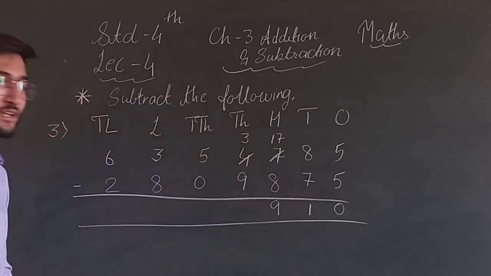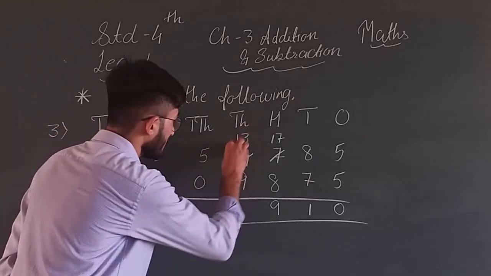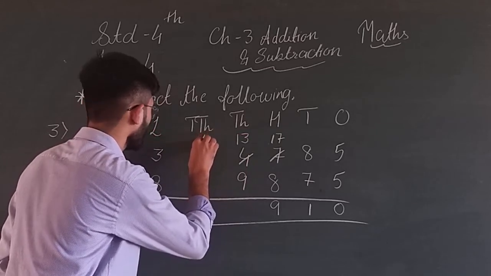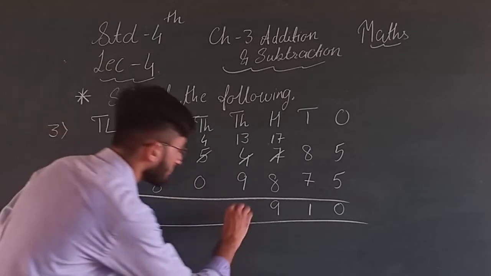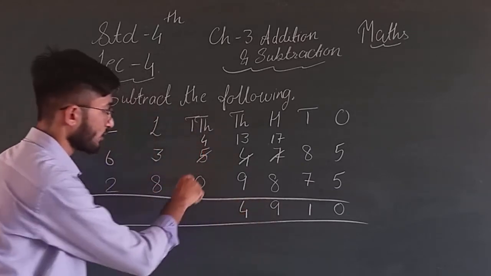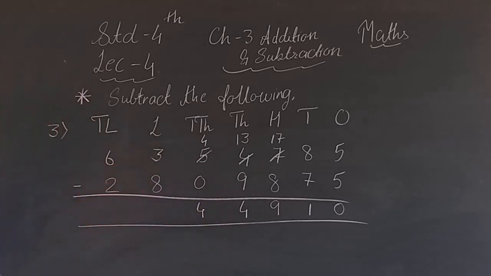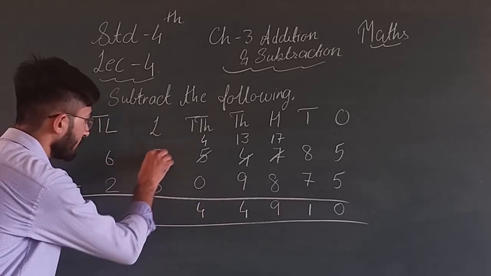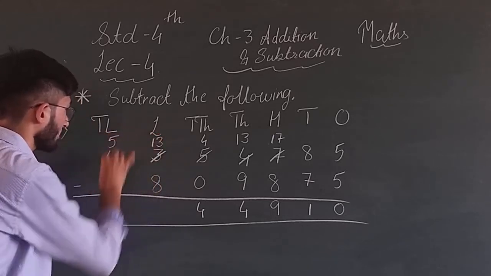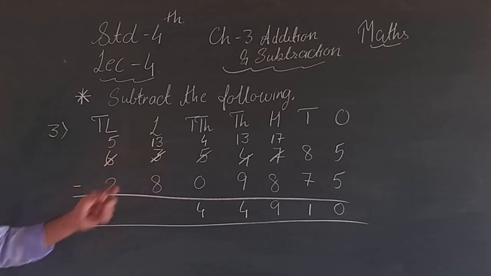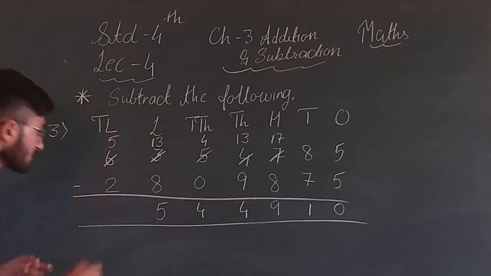Okay. Now 3 minus 9 is again not possible. So 3 will become 13 and this 5 will become 4. Okay. So 13 minus 9 is equal to 4. This 4 minus 0 is 4. Okay. 3 minus 8 is again not possible. So 3 will become 13 and this 6 will become 5. Okay. So 13 minus 8 is equal to 5. 5 minus 2 is 3.